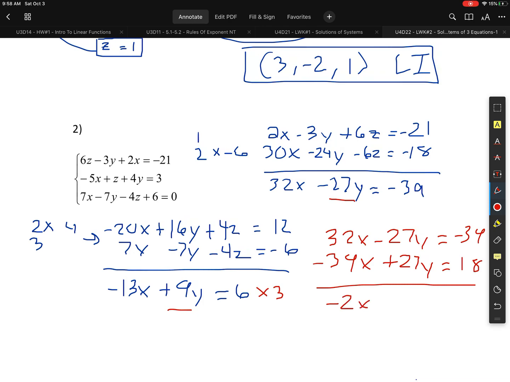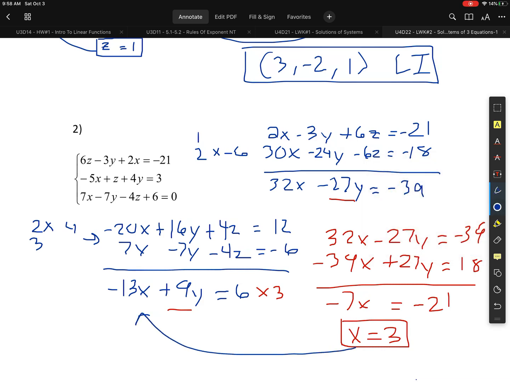Negative 2x. Oop, that's not a 4, that's a 9. Negative 7x equals negative... I keep messing up, that's a 9. So negative 21, x equals 3. It's hard to write on the iPad.